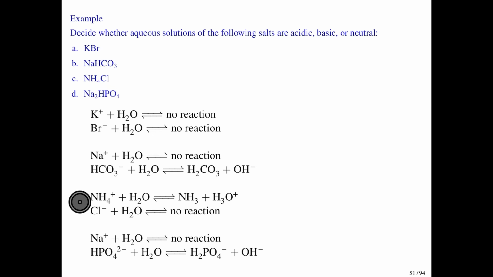The ammonium chloride. Ammonium is capable of hydrolyzing water to give you hydronium. However, the chloride cannot. Therefore, we're going to get a slightly acidic solution.